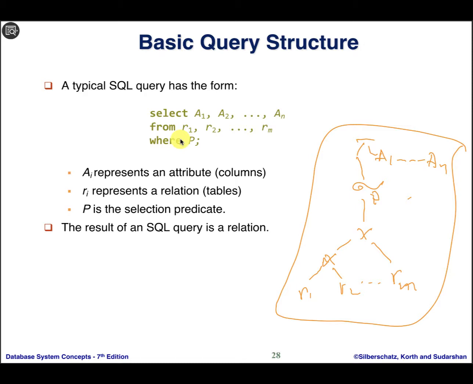I use a different expression, an expression tree here. Okay? So that's equivalent to this one. So select from where. Here I need to show you one interesting thing. What's the order of execution or evaluation?